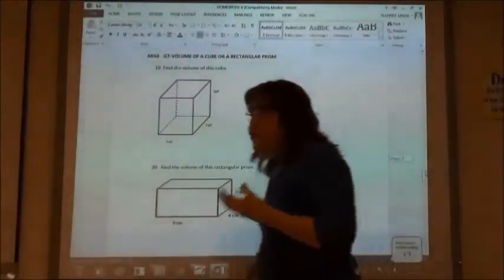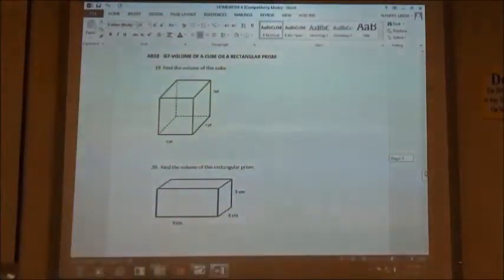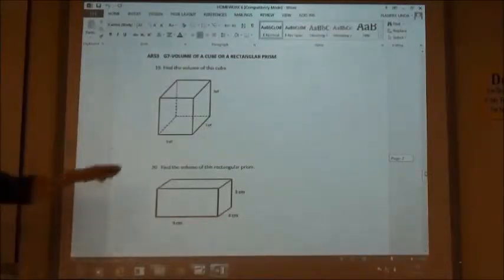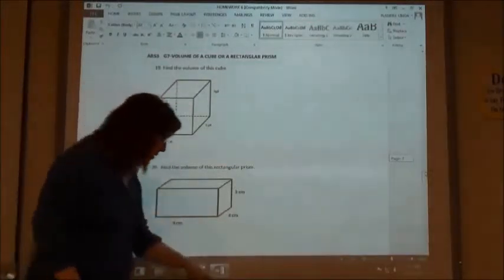Volume. When they talk about volume, they're talking about a three-dimensional object, like a box, where you have a length, a width, and a height, and you're filling it up with cubes. So if I imagine filling this up with a whole bunch of little ice cubes.